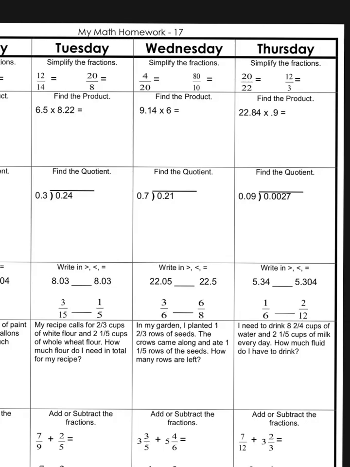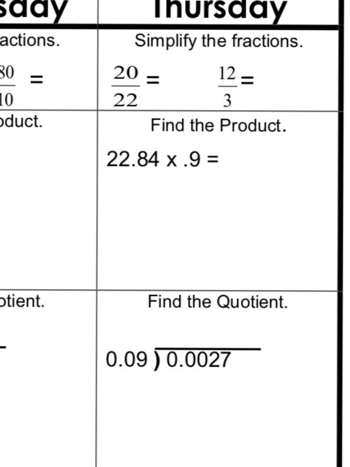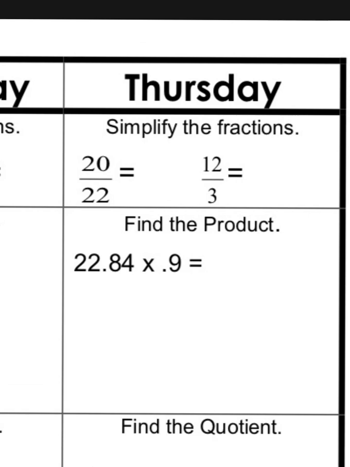This is my math homework number 17, Thursday. For the first one, it says simplify the fractions. 20 and 22. We have to divide both numbers by the number 2, because 2 can go into 20 10 times and 2 can go into 22 11 times. So 20 over 22 is equal to 10 over 11.